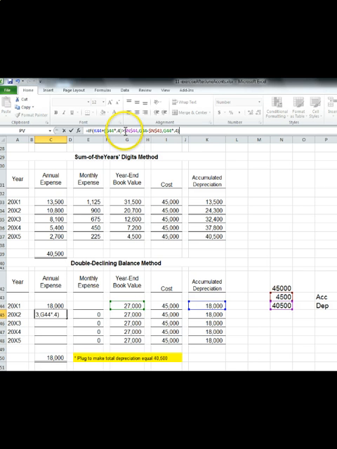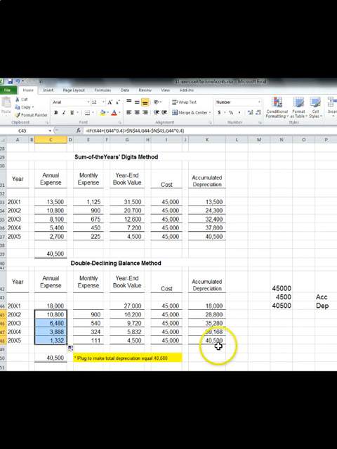Let's see if that'll work. I may have made a mistake. Let's hold off. We'll see if it works. 10,800. I'm going to copy it all the way down. Yep, it worked for me. So notice I got my 40,500. In the last year, let's look at what happened.